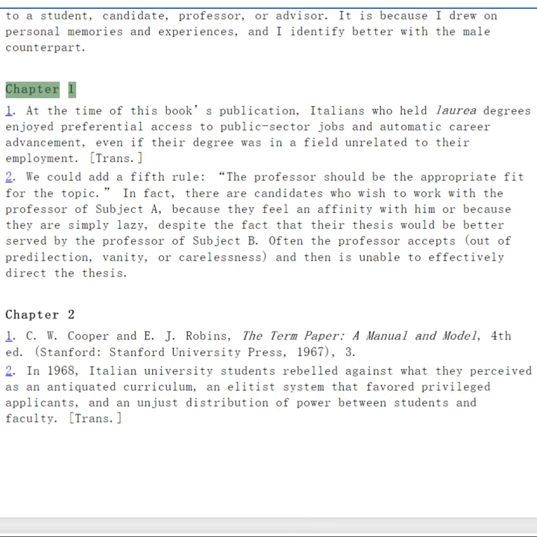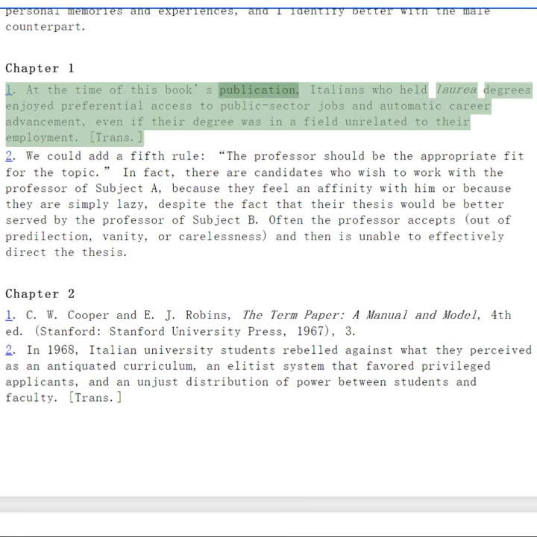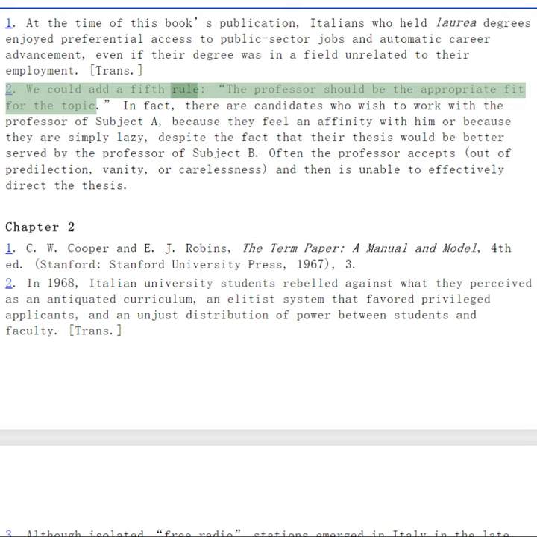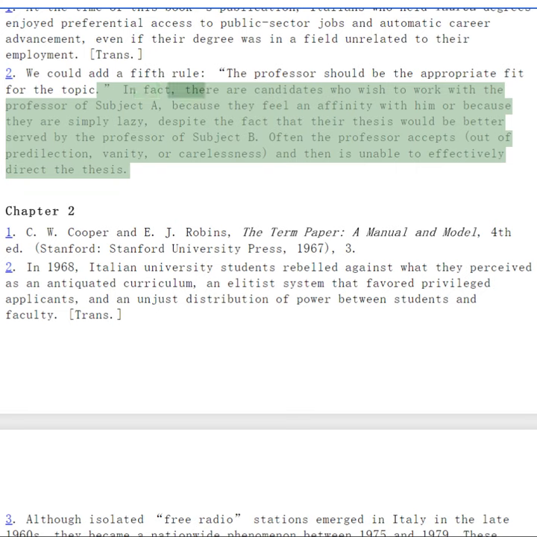Chapter 1. 1. At the time of this book's publication, Italians who held laureate degrees enjoyed preferential access to public sector jobs and automatic career advancement, even if their degree was in a field unrelated to their employment. 2. We could add a fifth rule: the professor should be the appropriate fit for the topic. In fact, there are candidates who wish to work with the professor of subject A, because they feel an affinity with him or because they are simply lazy, despite the fact that their thesis would be better served by the professor of subject B. Often the professor accepts and then is unable to effectively direct the thesis.